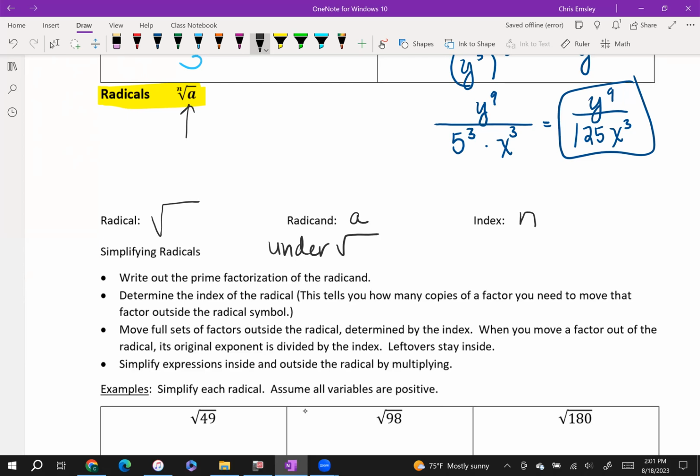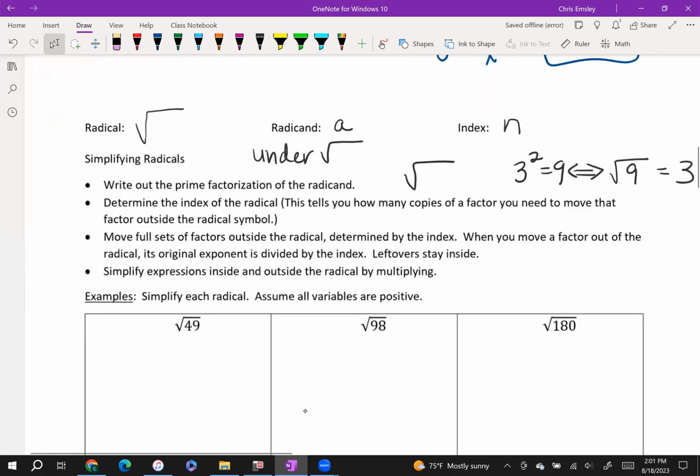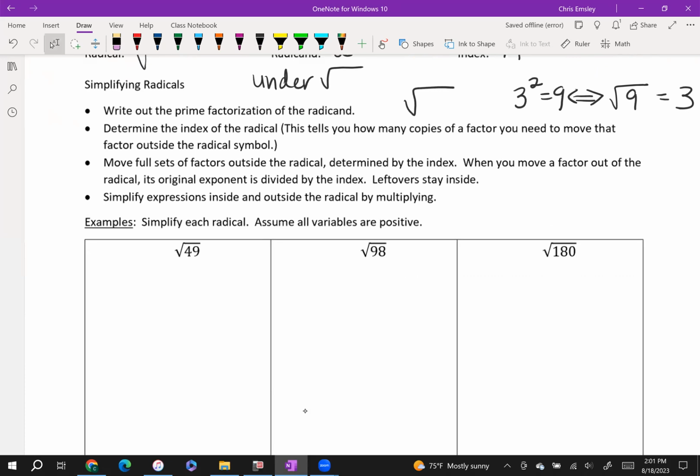So basically, when we have just this with no number here, that's a square root, which is sort of the opposite or inverse operation of squaring something. Okay, so if 3 squared is equal to 9, then the opposite of that, the square root of 9, is equal to 3. We're looking for a number that when we multiply it by itself, okay, 2 copies of it multiplied together give us this result, okay?